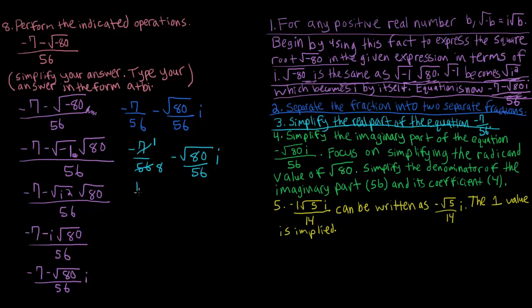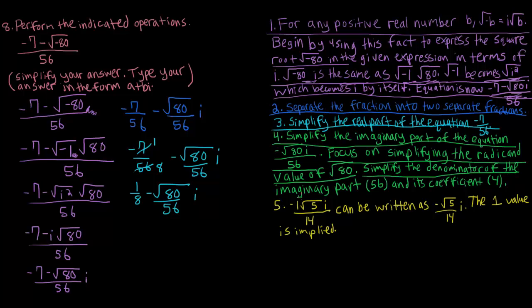And that just is 1 over 8 minus square root of 80 over 56I. And then for step 4, it says simplify the imaginary part of the equation, negative square root of 80 over 56I. Focus on simplifying the radicand value of square root of 80, and then simplify the denominator of the imaginary part 56 and its coefficient 4.